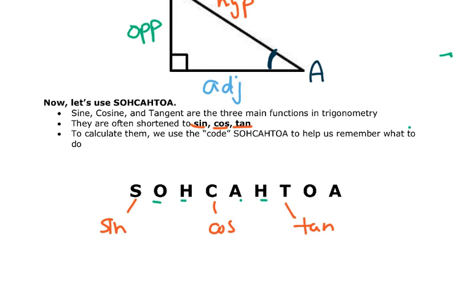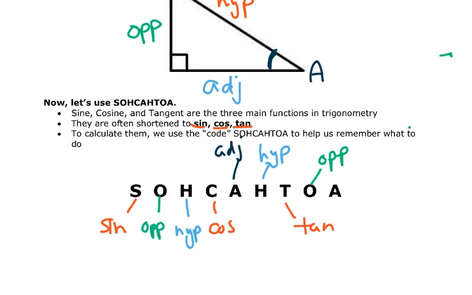So let's go and label the rest of this code so that we can write out our ratio. So we know that S stands for sine, O just stands for opposite, and H stands for hypotenuse. And then let's do A. Can you guess what A stands for? It is adjacent, ADJ. Hypotenuse. H stands for hypotenuse, we know that. T stands for tan. O stands for opposite. A stands for adjacent.